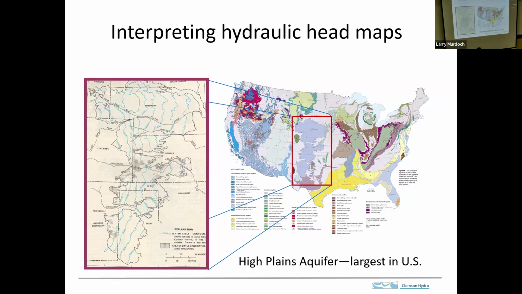Okay, so what we're gonna do today is keep going with this interpretation of a hydraulic head map. So we saw last time this was the map of the piezometric surface, the water table essentially in the High Plains aquifer. And you see the contours here, and they're pretty straight around here, but then they have some curvature, and we want to try to understand that.